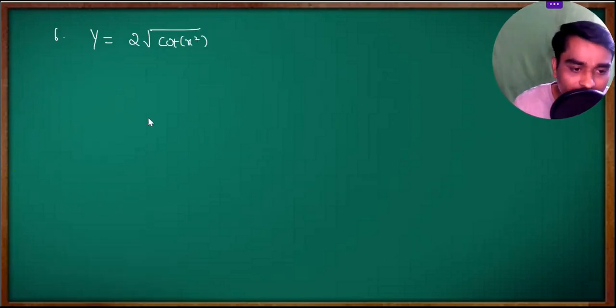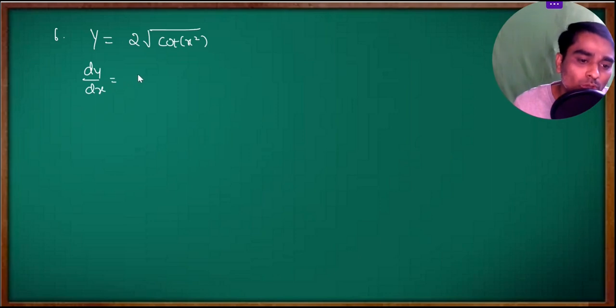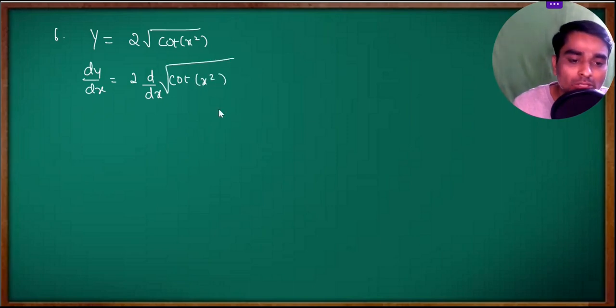Correct? Sixth question: y equal to 2 root of cot of x square, which is an important question. Just focus a little. So what we will do first: dy by dx equal to 2 outside, and only the differentiation of cot of x square under the root. Okay. Why is 2 outside? Because it is of the form k into f of x.